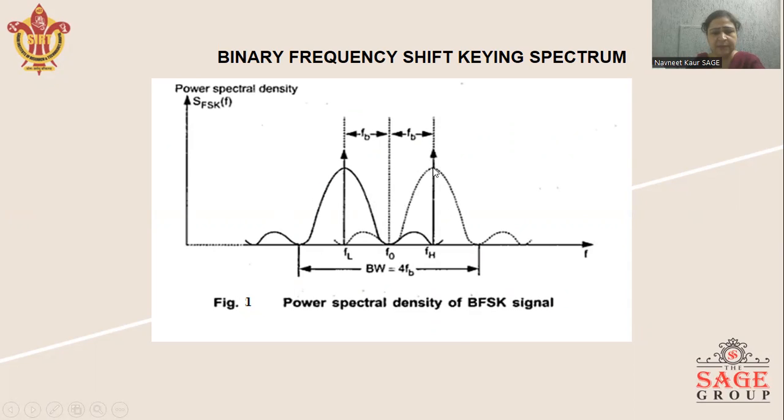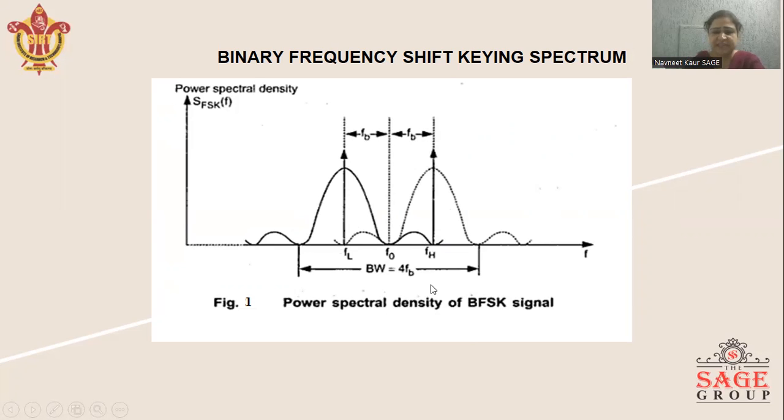Whenever there will be maxima of the second spectrum, there will be minima of the first spectrum. So here we can see that there will be two spectrums at FL and FH. Now, if we want to find out the bandwidth of the BFSK system, we will take the frequency range from this point to this point. Now we know that this range is FB. Again, this is FB, this is FB, this is FB. So FB plus FB plus FB plus FB will give the bandwidth as 4FB.